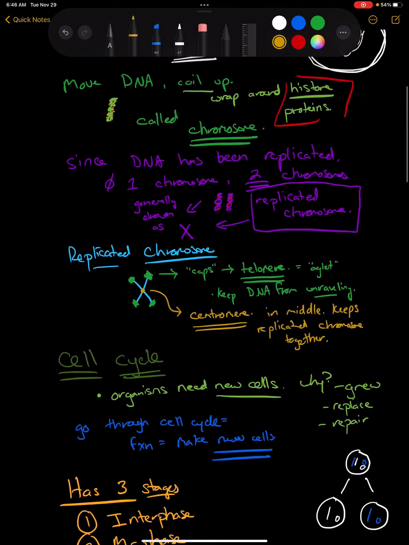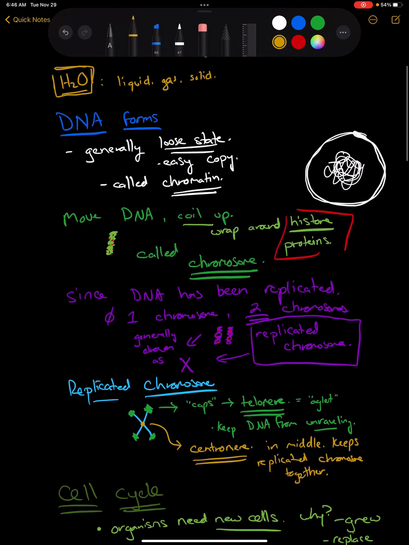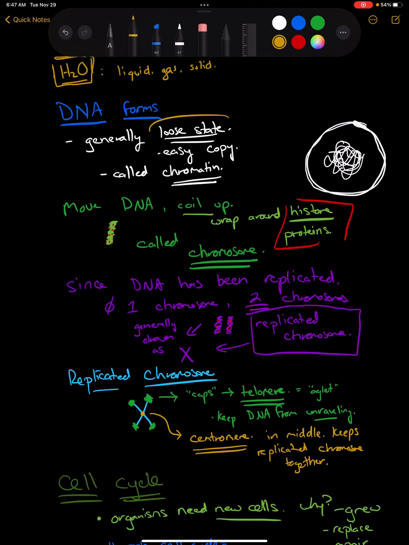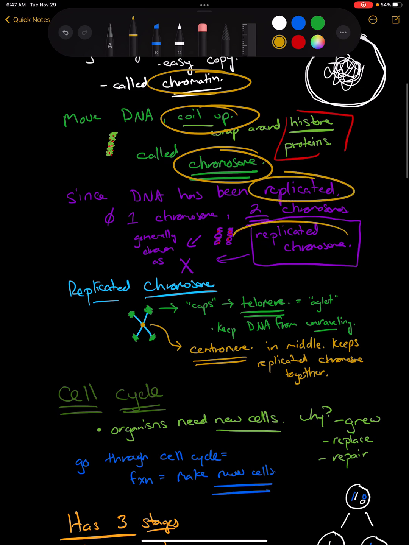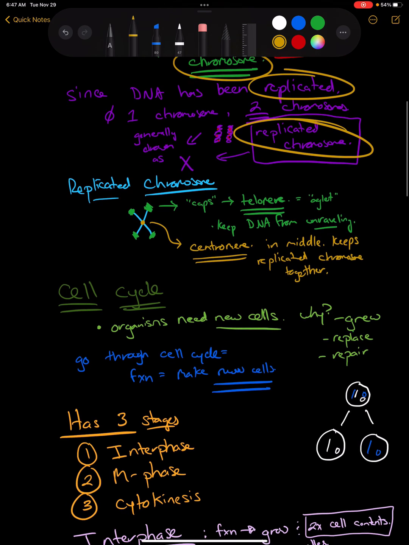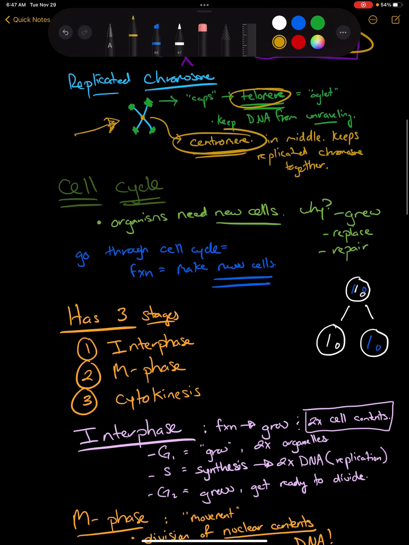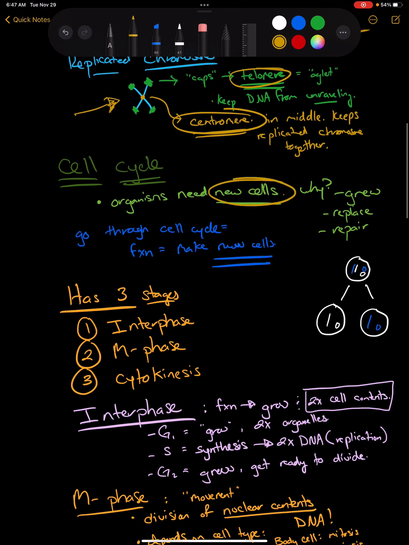So just to recap, I have DNA. DNA has a bunch of different forms. If it's loose, it's called chromatin. If it's coiled up, it's called a chromosome. And since I've replicated, it's called a replicated chromosome. I have the specific structures right there. I have the telomeres to keep it from unwinding. I have the centromere to keep that replicated chromosome together. The cell cycle makes new cells.